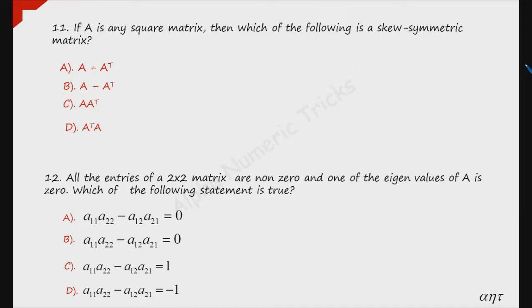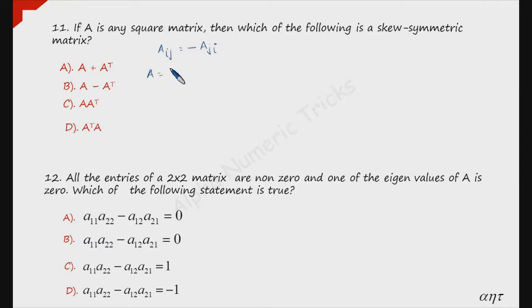First question: if A is any square matrix, then which of the following is a skew symmetric matrix? The options given here are A plus A transpose, A minus A transpose, A transpose, and A transpose A. Now we have to choose the correct one using the definition of a skew symmetric matrix, which is Aij equals minus Aji. Using this definition only, we have to choose our answer.